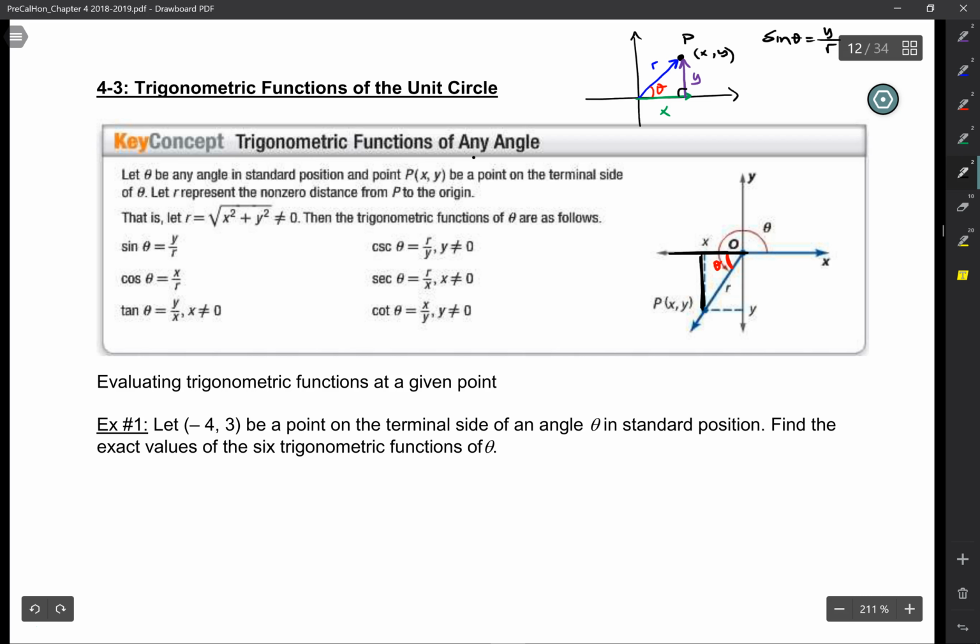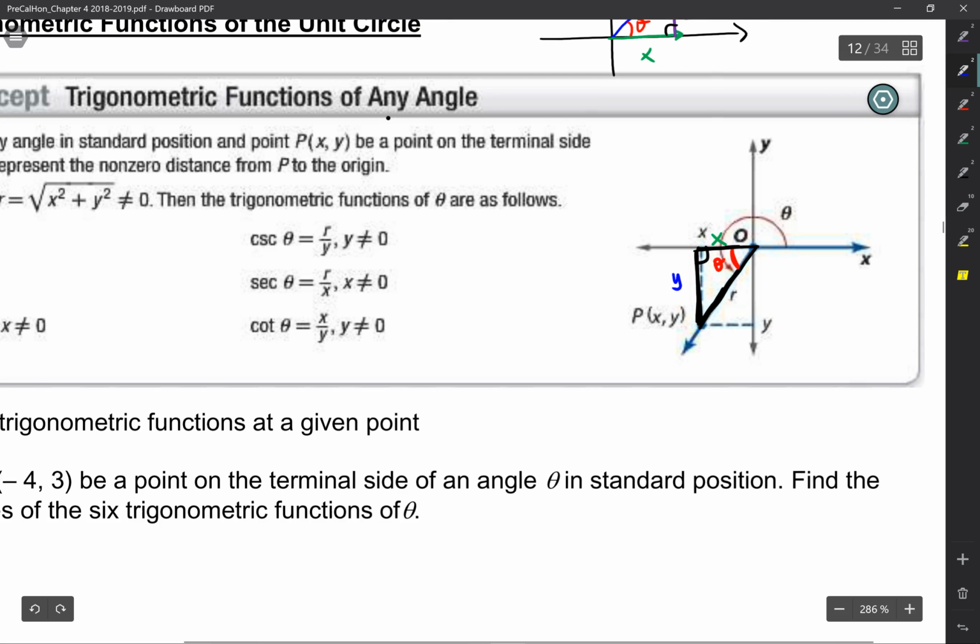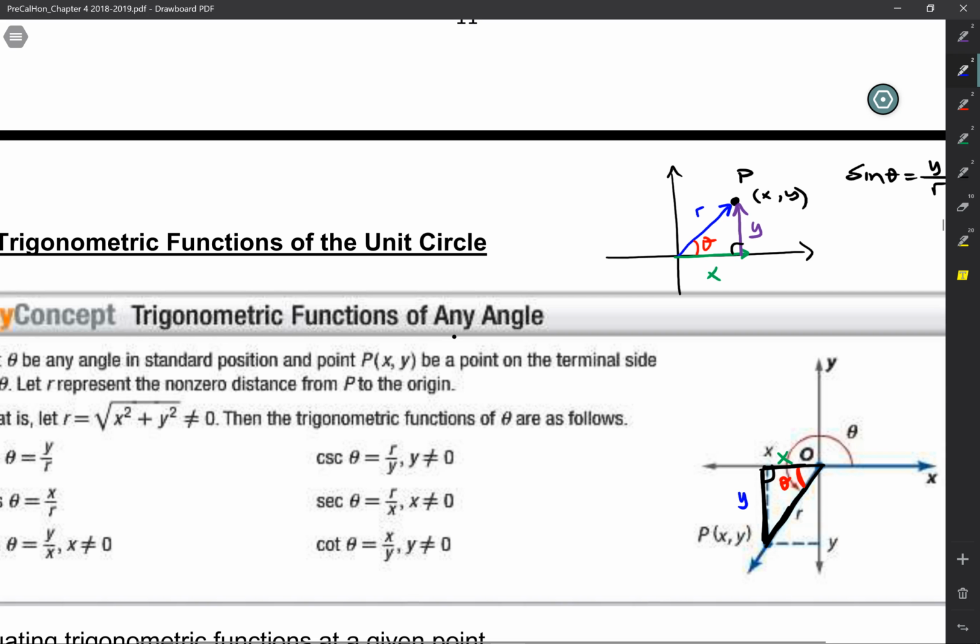So now if I have this triangle here, right? Okay. And again, if I have to go over x units, and if I have to go down y units, and that's r, if I wanted to find the sine of theta, what is it? Y over r. So again, sine of theta is the vertical over the radius, right? What about the cosine? The horizontal over the radius, right?